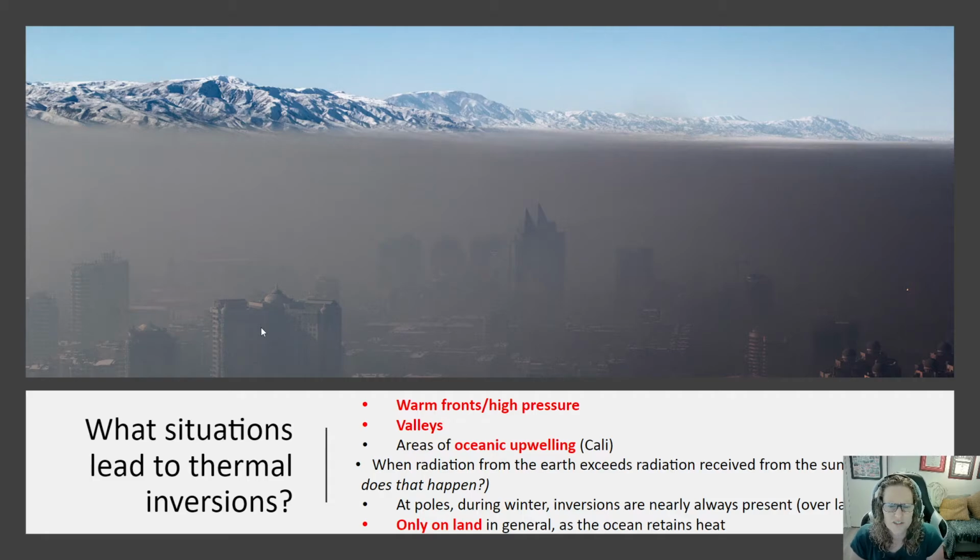All right, so why do we get inversions? Well, usually we'll get a warm front with high pressure, and if it's in front of a valley or an area where we get upwelling from the ocean, like our coastline in California. So whenever the radiation from the earth is greater than the radiation received from the sun. We get it at the poles during winter. Inversions are almost always present, but only over land areas. All right. So the ocean will retain its heat, so it doesn't really get an inversion like we do on the land. And it's usually, like I say, in front of these mountain ranges in the valley portion.